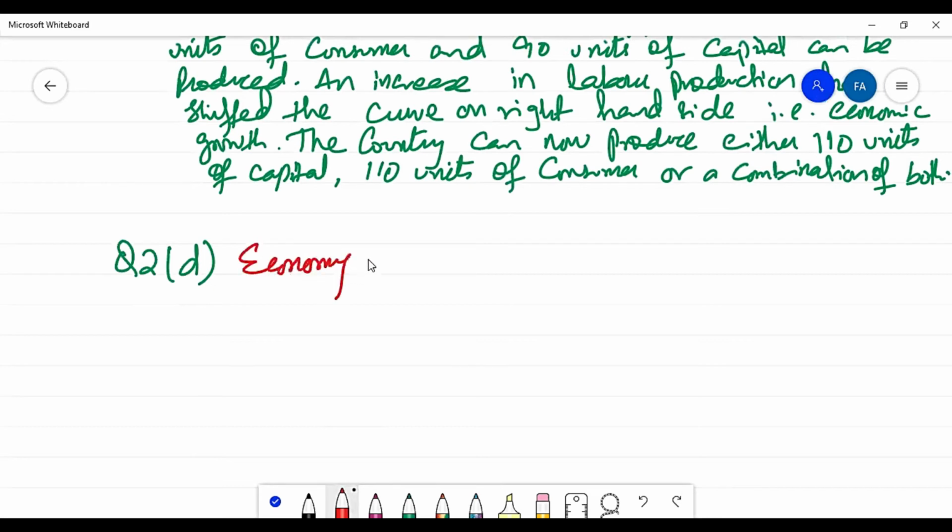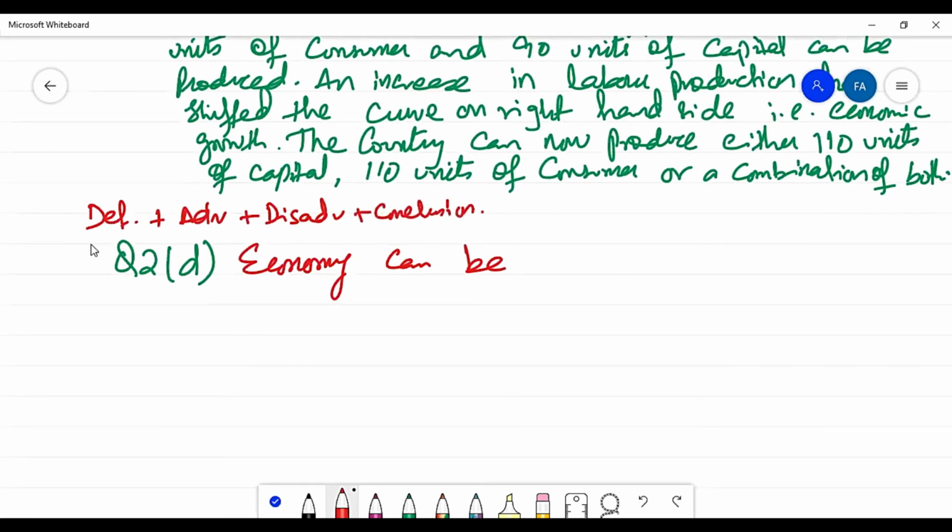Economy can be defined as... I've already told you that discuss questions involve, this is the skeleton of a discuss question: definition plus advantages of that plus disadvantages of that particular thing plus conclusion. This is the style of your discuss question. If you miss any of this, you will lose marks. So definition of what? Definition of a key term.